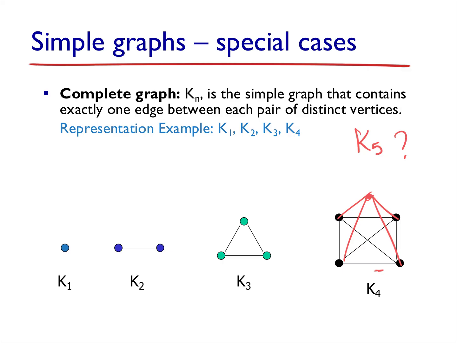The other nice observation is, for any one of those, what's the degree of any node? N minus 1. So K4, each one of these will have degree 3. K3, each one will have degree 2. K5, each one of them is going to have degree equal to 4. So for K_n, the degree of any vertex is equal to n minus 1.